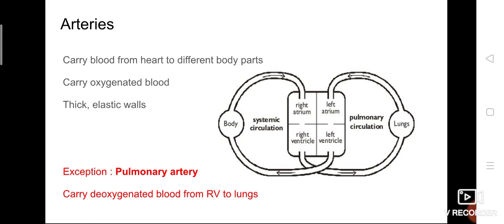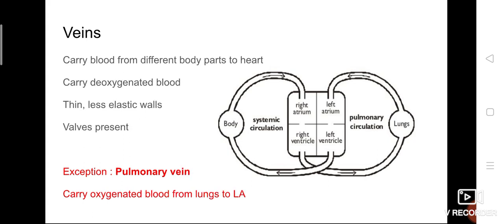The left ventricle to body parts, that is an artery which is going to carry oxygenated blood. Generally, arteries will carry oxygenated blood, but there is only one exception: the pulmonary artery is going to carry deoxygenated blood to the lungs. Have you understood? Okay, the next blood vessel is veins.